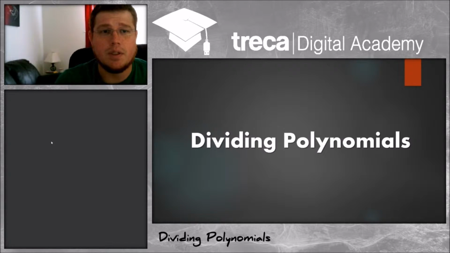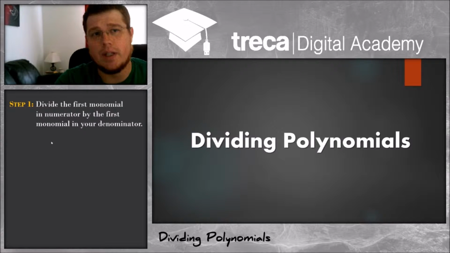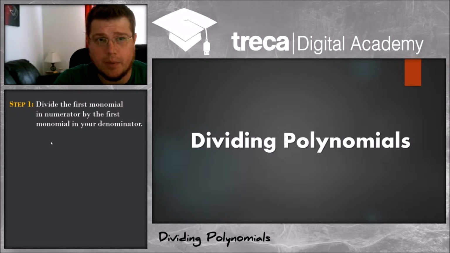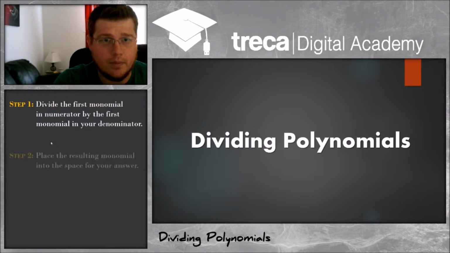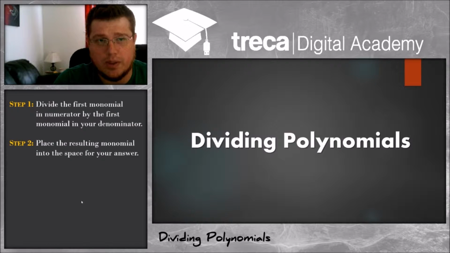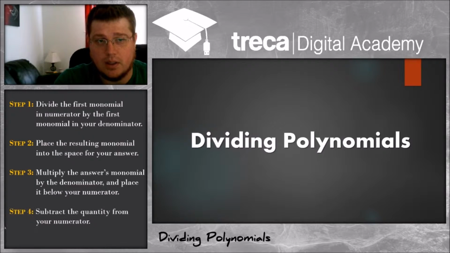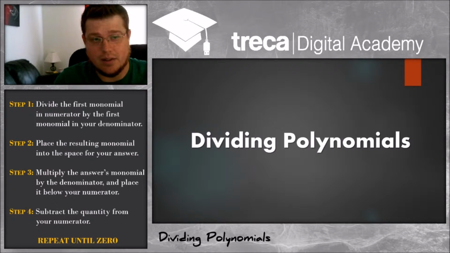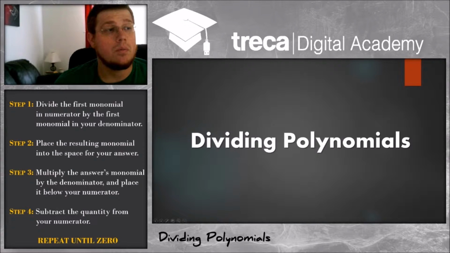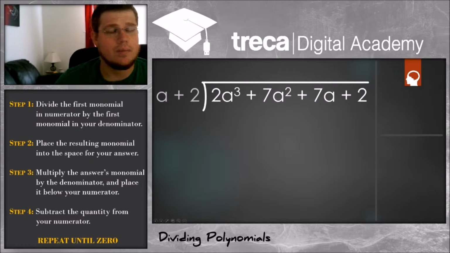The basic steps to do this: first, you're going to divide the first monomial in the numerator by the first monomial in the denominator. You're going to place the resulting monomial in the space for your answer. You're going to multiply the answer's monomial by the denominator and place it below your numerator. You're going to subtract the quantity from the numerator, and then you're just going to repeat until it zeroes out. Okay? This looks a little rough. I'll show you as we go along.